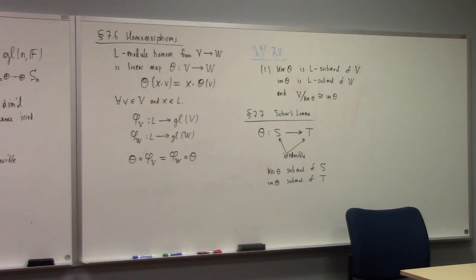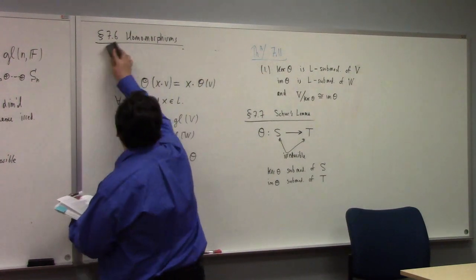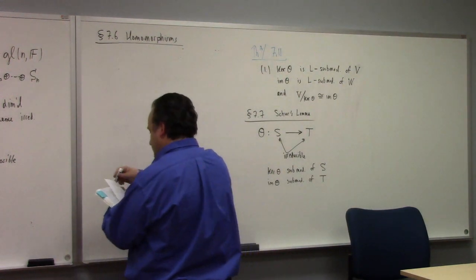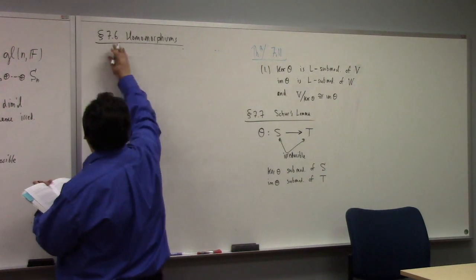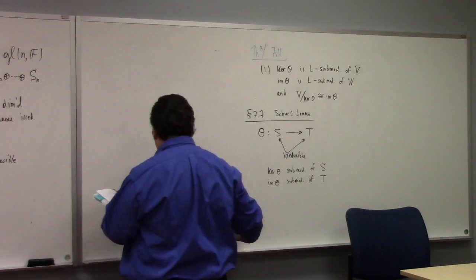He says, now we consider the homomorphism from an irreducible module to itself. All right. And this is the namesake of this section. This is Schur's lemma.